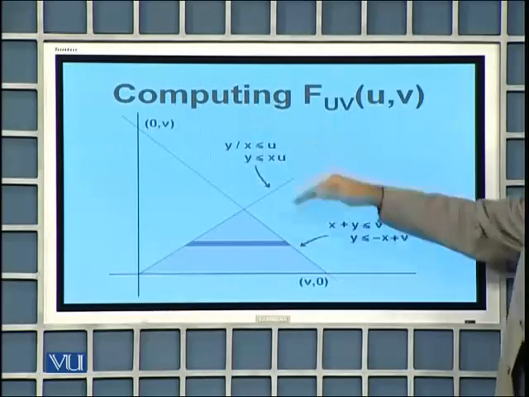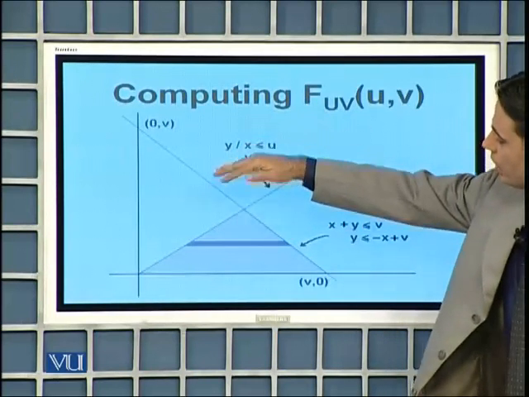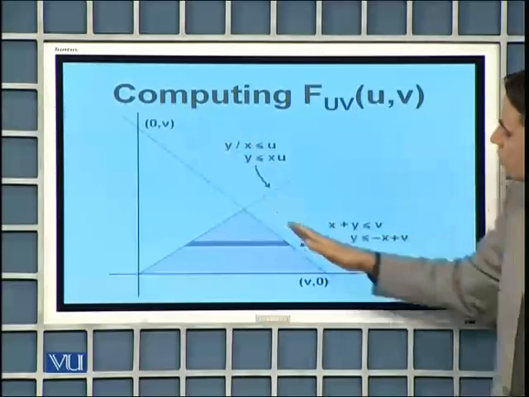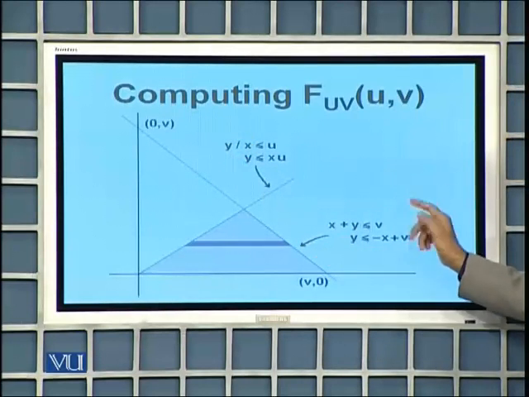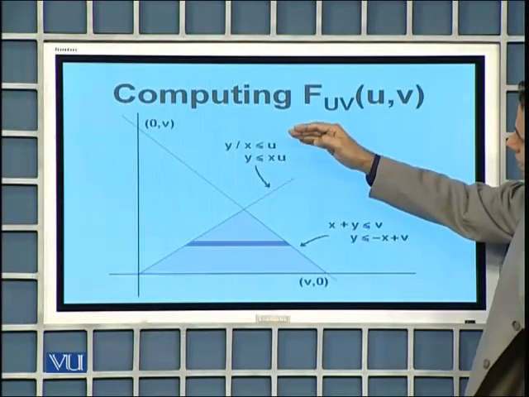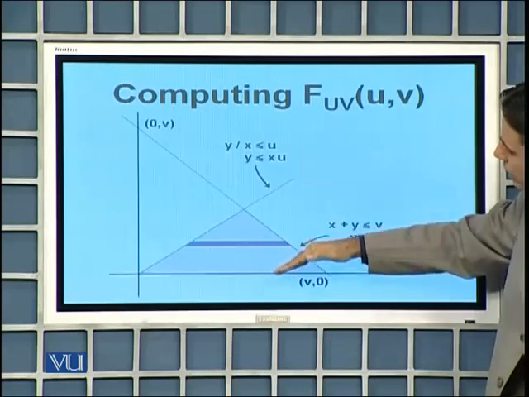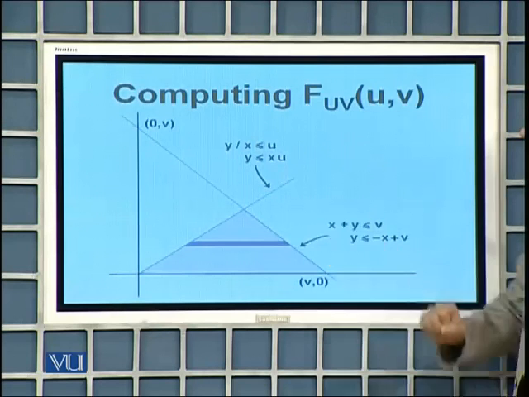So as v increases, it takes more and more area of the bigger triangle defined by v. So increasing the value of parameter v, we get a bigger and bigger triangle, and increasing the value of u, the slope, we take more and more portion of this bigger triangle that gets used in the integration.